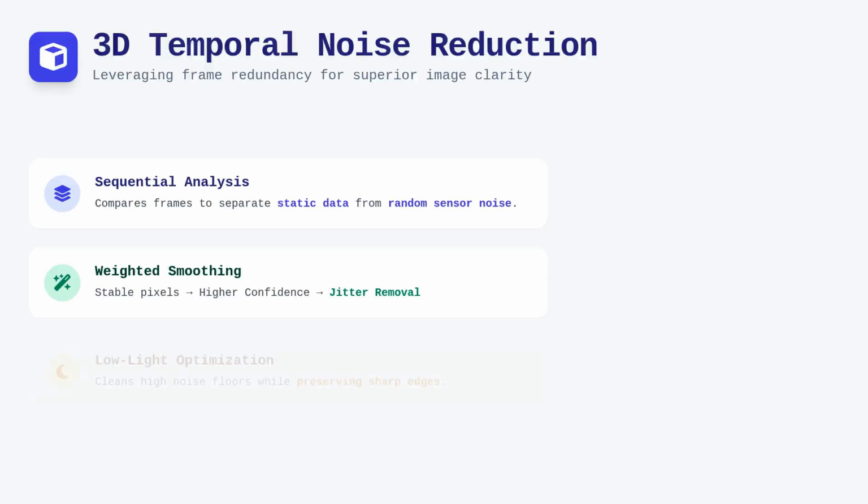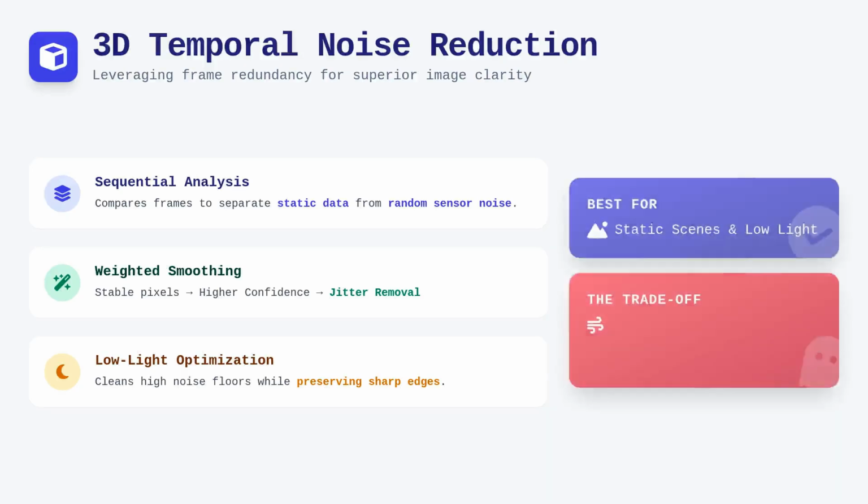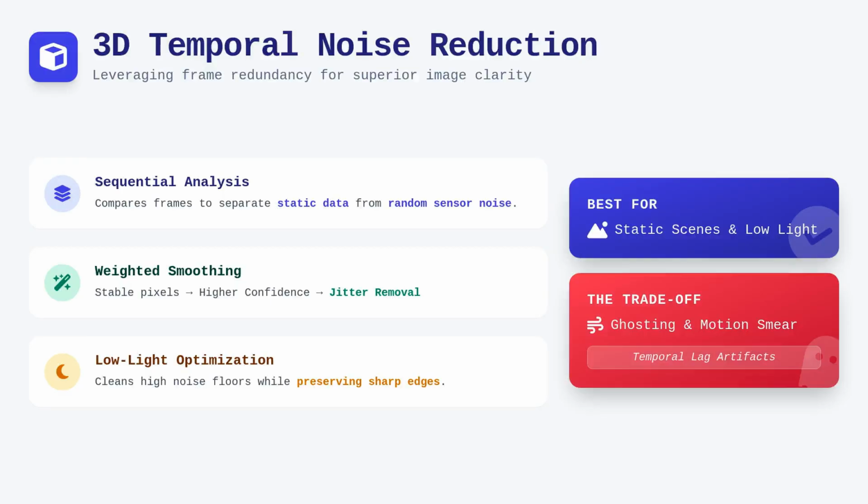This method is exceptionally powerful for low-light scenarios where the noise floor is high, as it cleans the video signal without necessarily blurring the edges of objects. Despite its efficacy, 3D filtering introduces the risk of ghosting or smearing whenever an object moves rapidly through the frame. The algorithm effectively buffers previous states, so when a subject moves, the temporal lag can result in trailing artifacts where the subject previously existed.